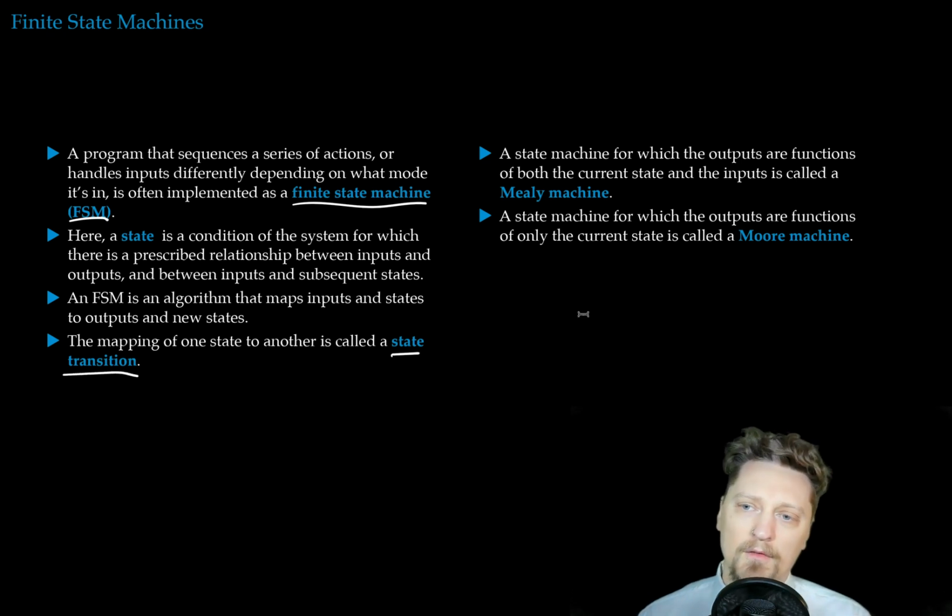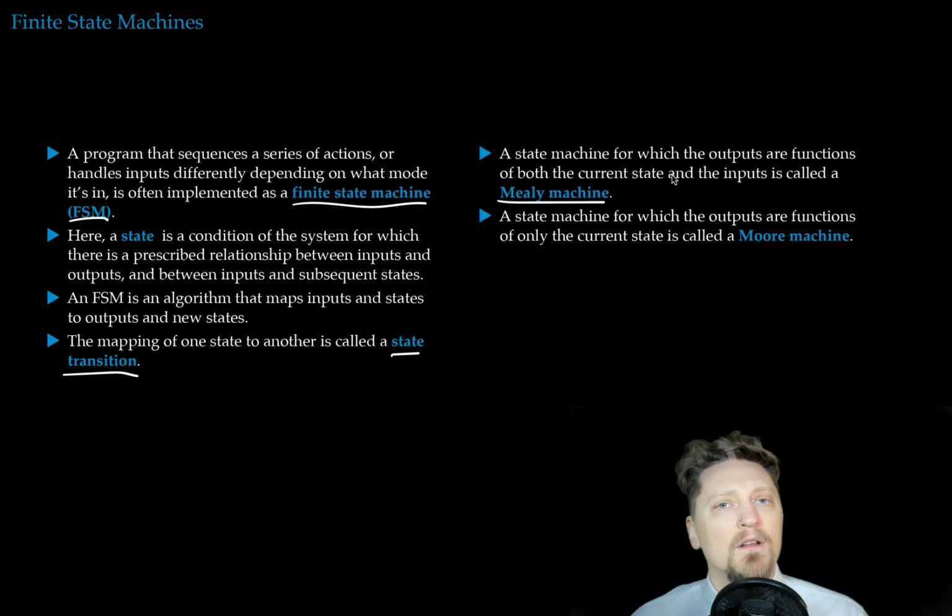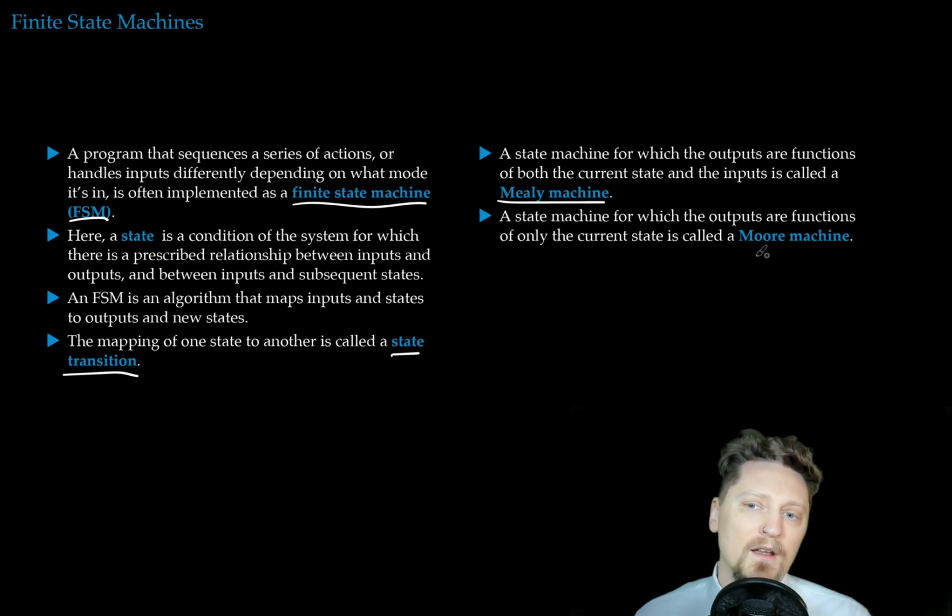A state machine for which the outputs are functions of both the current state and the inputs is called a Mealy machine. A state machine for which the outputs are functions of only the current state is called a Moore machine. We'll mostly be dealing with Mealy machines.